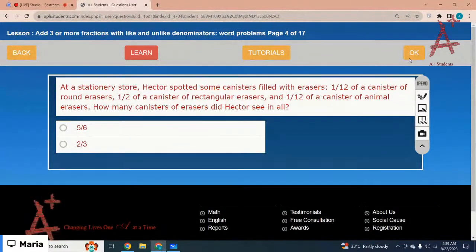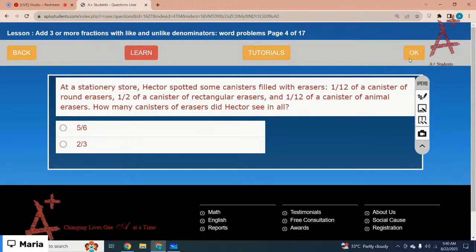Okay, the next one is at a stationery store. Hector spotted some canisters filled with erasers. 1/12 of the canister of round erasers, half of the canister of rectangular erasers, and 1/12 of the canister of animal erasers. How many canisters of erasers did Hector see in all?